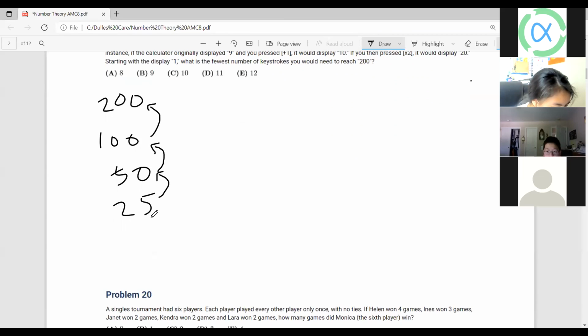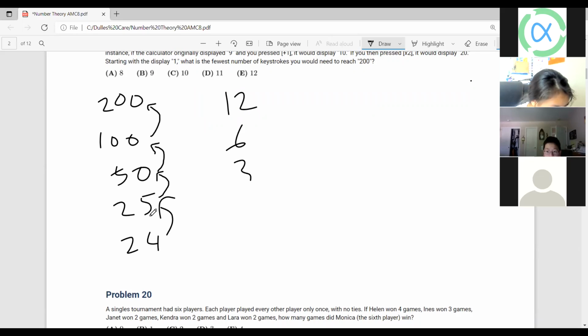But unfortunately, 25 is odd, so you can't just divide by 2 again. So what you do is minus 1. Then you would get 24. 24 is the fastest way you could get from any number to 25. That's only one keystroke. Similarly, we divide by 2 again, so that would be 12, 6, 3.